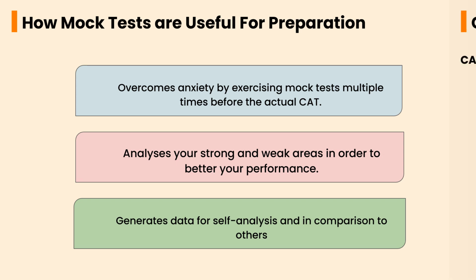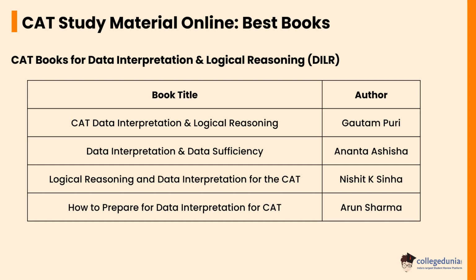Let's check the CAT best books. CAT books for data interpretation and logical reasoning. CAT Data Interpretation and Logical Reasoning by Gautam Puri. Data Interpretation and Data Sufficiency by Ananta Ashisha. Logical Reasoning and Data Interpretation for the CAT by Nishit K. Sinha. How to Prepare for Data Interpretation for CAT by Arun Sharma.